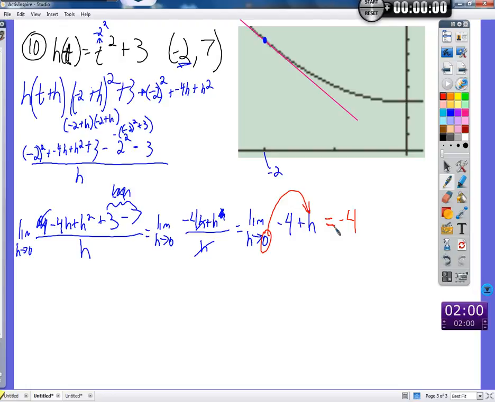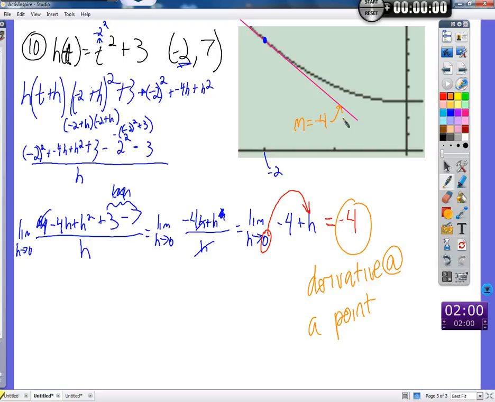All right. Well, what we have here is called the derivative at a point. We found the derivative at a single point. The slope of that line, negative 4. So, to find the derivative at a point, we just need to do exactly this over and over and over, whatever the function is.